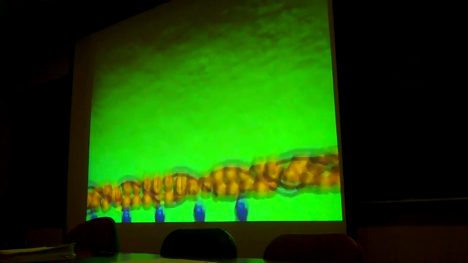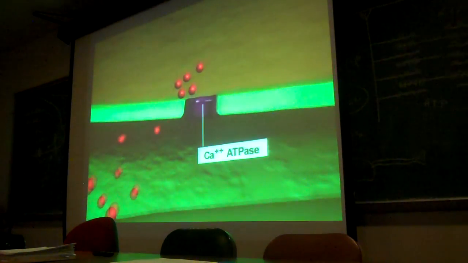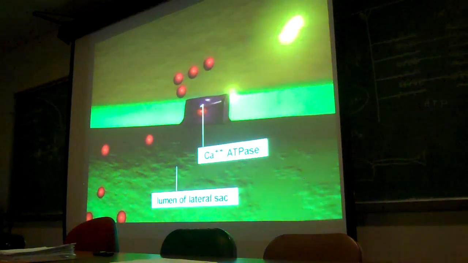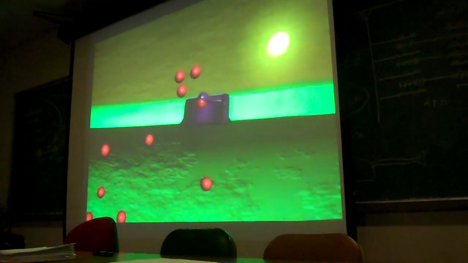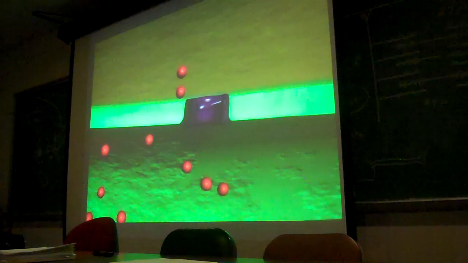To end the contraction, calcium must be actively transferred by the calcium pump, calcium ATPase, back into the lumen of the lateral sacs. This pump utilizes ATP as a source of energy. This process reduces the concentration of calcium in the vicinity of the myofibrils, such that calcium dissociates from troponin. Tropomyosin again covers myosin-binding sites on actin, and the muscle relaxes.